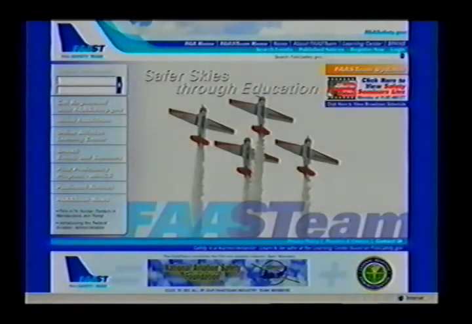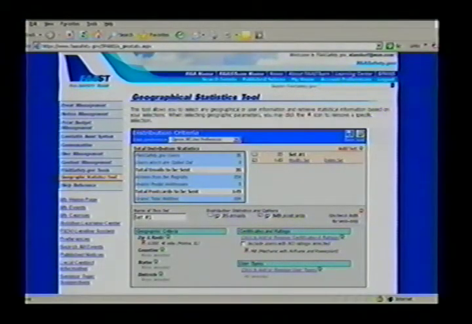On faasafety.gov, we have the website where we're going to be talking about education. You can see the different things that we have for you. And over here, we have where you can get registered. Go in there and register on this website. We want to have the information from you about your geographic location so that when we send out emails, they will get to the right people in the right place at the right time.